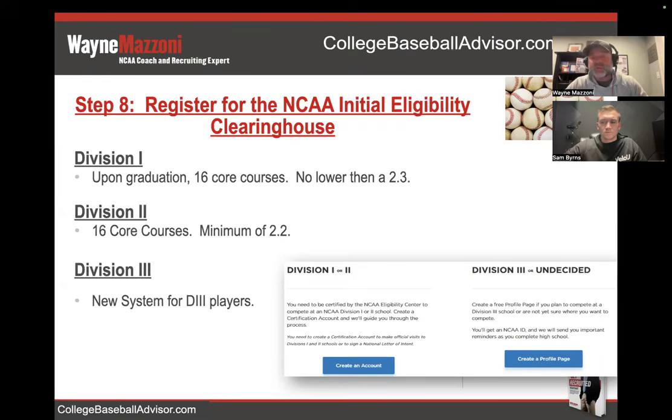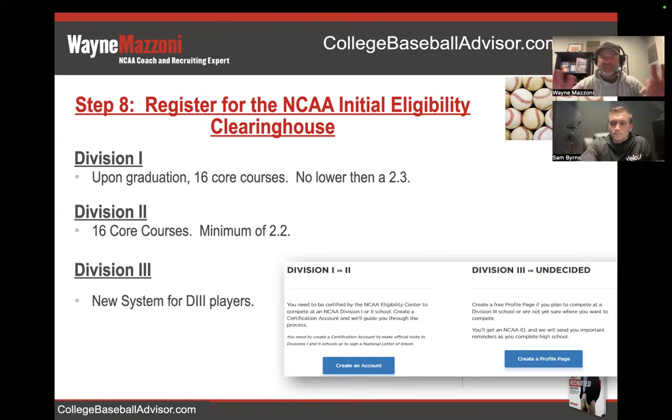In Division One, when your son graduates high school, you need to have taken 16 core courses that your high school designates as part of the core curriculum: English, math, social studies, and science, which actually starts in the ninth grade. So when you graduate, you need to have taken those 16 courses. You can't take 15, because you can't make it up after you graduate. There's no summer school allowed. And your GPA can be no lower than a 2.3 in those 16 courses. I'm not talking overall transcript, I'm talking just those 16 courses. In Division Two, same thing, 16 courses, a minimum of a 2.2.